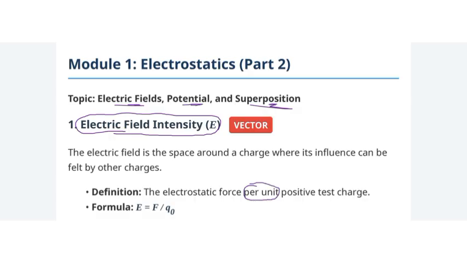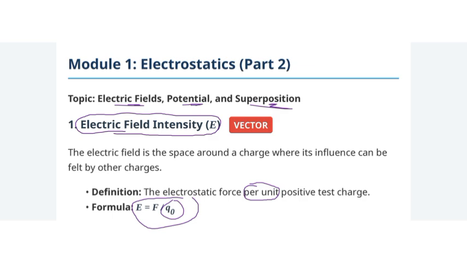So per positive test charge, and remember that Q is for your charge. All right, so let's move on. One thing you should take note of in this particular session is that electric field intensity is a vector, right? And it's represented with this formula: electrostatic force divided by positive test charge.